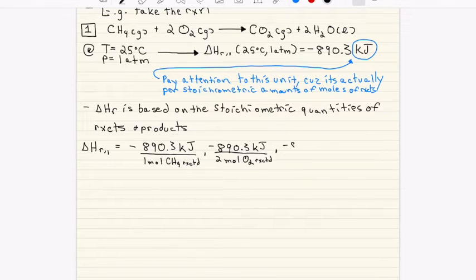Or you could think of it like this much energy is released when 1 mole of carbon dioxide is formed or produced. Or you could think of it like this much energy is released when 2 moles of water are produced. Okay? And so once again, the delta H of R is based on the stoichiometric amounts that react for this reaction. Okay?